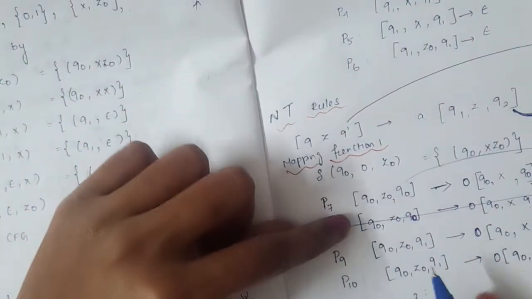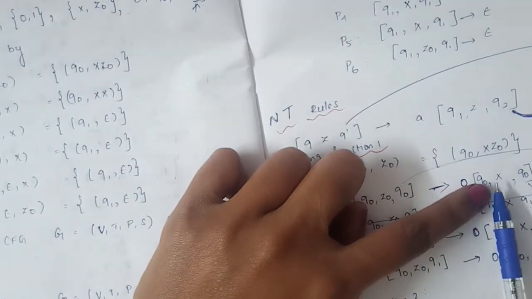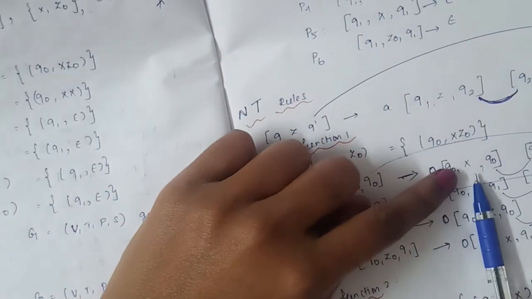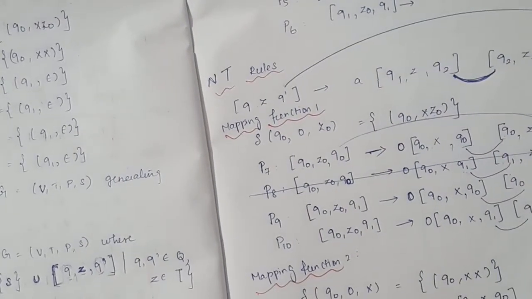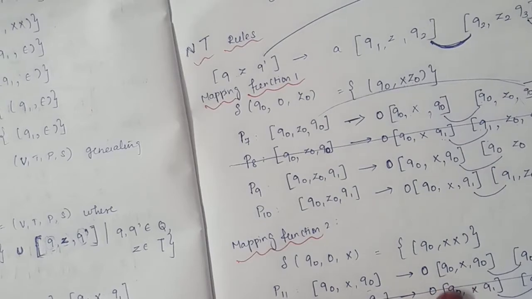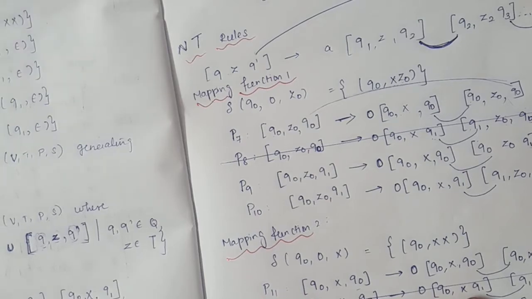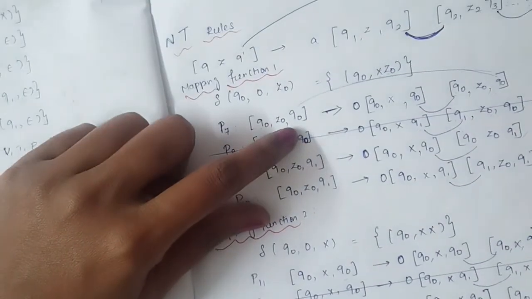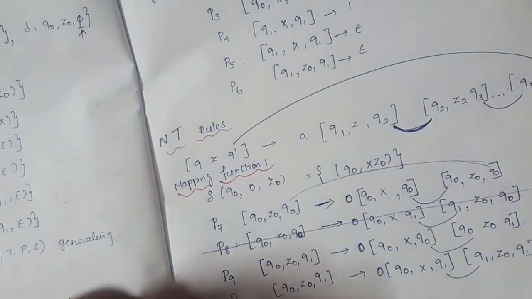So see this q0 x q0, which does not generate a terminal symbol, right? So it is generating q0 x q0 again, and again it is going to generate q0 x q0. So when you see this q0 x q0, you will have q0 x q1. So it provides 1, and when we see this rule, clearly q0 x q0.